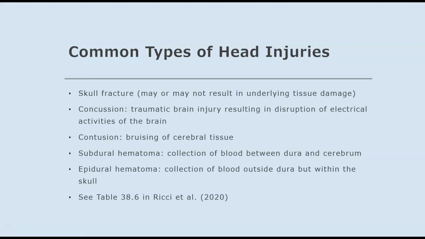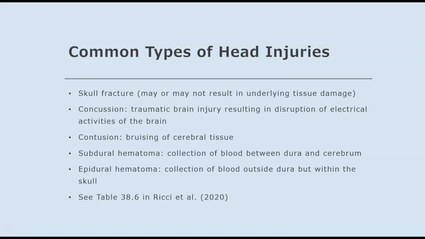Common types of head injuries in the pediatric population include various types of skull fracture, and these may or may not result in underlying tissue damage. Concussion, which is the most common type of head injury in pediatrics. This is a traumatic brain injury that results in the disruption of electrical activities in the brain.